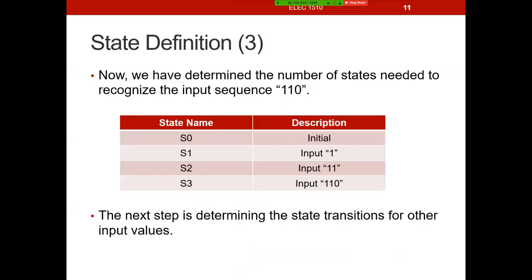We have these states defined so far. State S0 is our initial state. State S1, we go there when we've seen our input has been a sequence of just 1. We go to S2 when we've seen 1, 1. We go to S3 when the input has been a sequence of 1, 1, 0. These are the total number of states we need in our finite state machine.